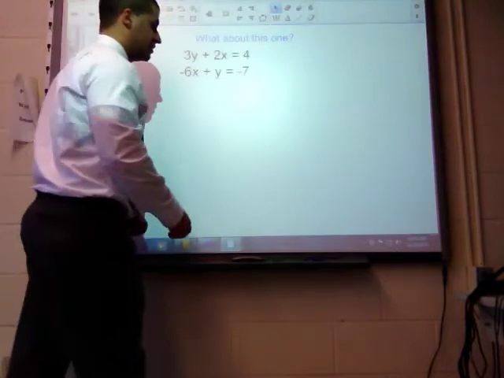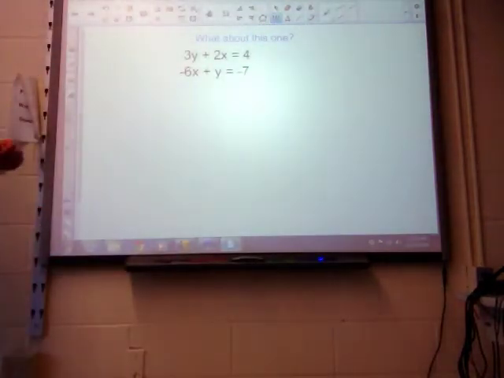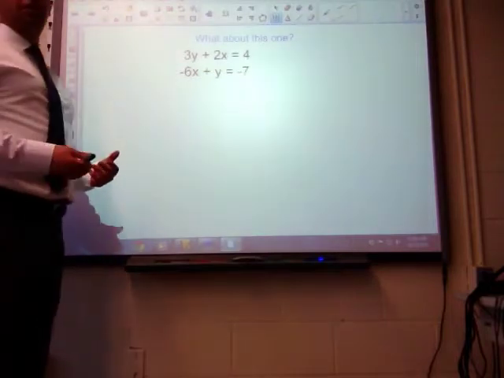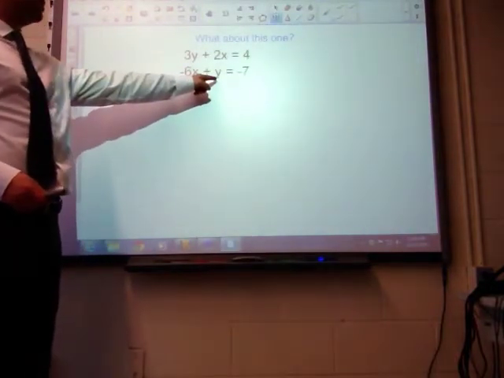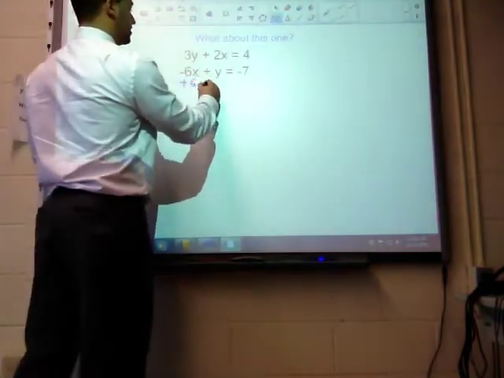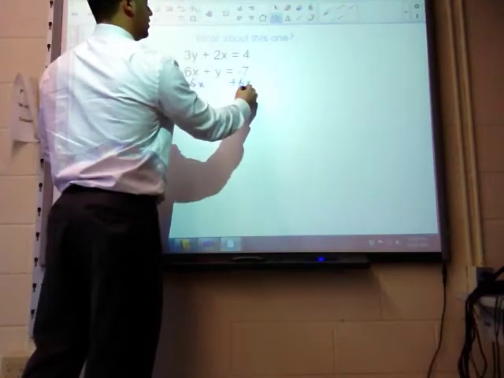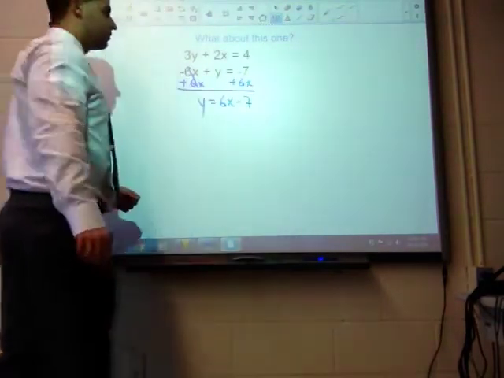3y plus 2x equals 4, negative 6x plus y equals negative 7. If I were to solve for this one, I would choose the second equation because y is alone, right? There's no coefficient in front of it. So let's try and get it by itself. Add 6x to both sides, and we should be all set. Y equals 6x minus 7.